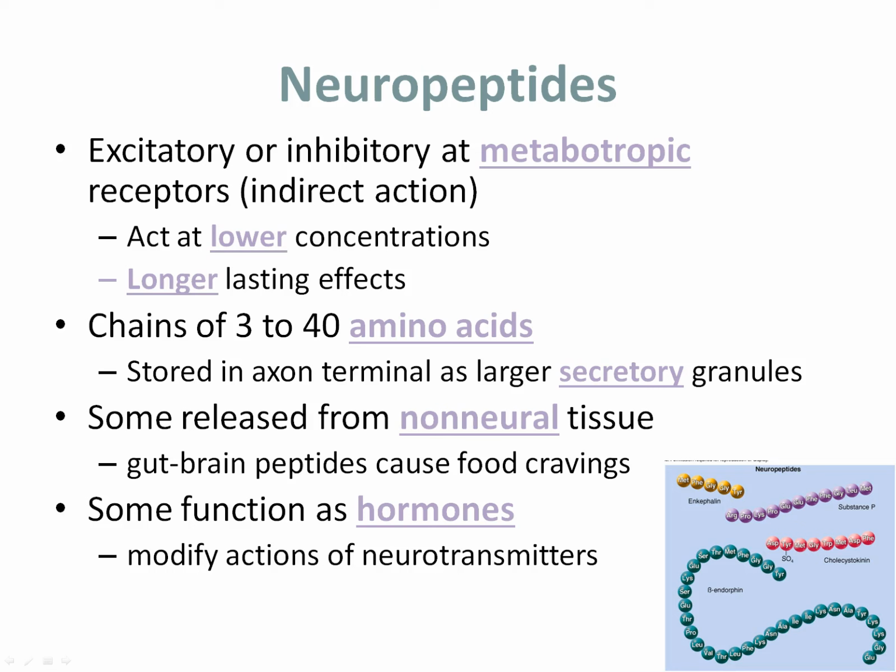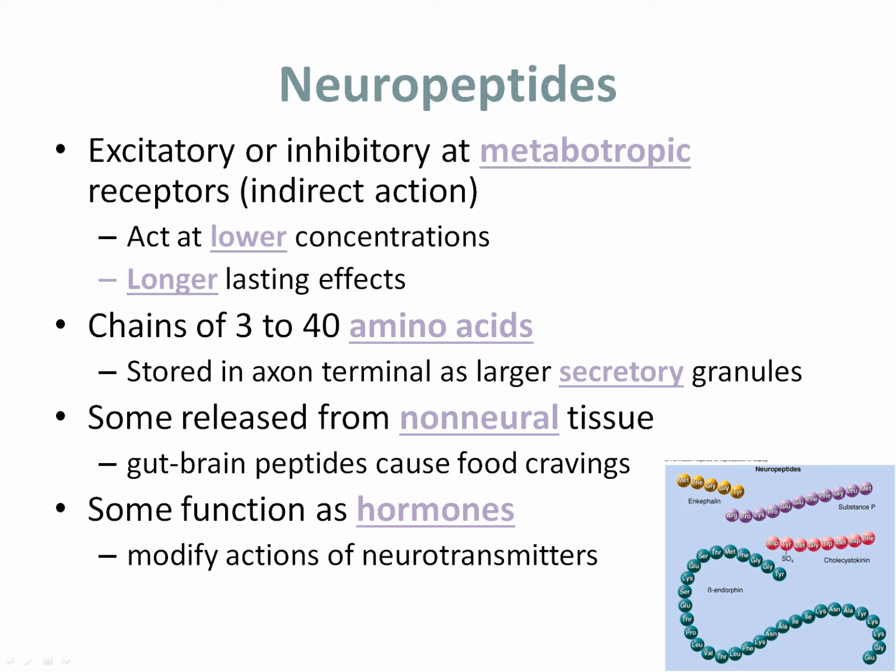Neuropeptides can be excitatory or inhibitory, and they work at metabotropic receptors through an indirect action. These neuropeptides act at lower concentrations than most neurotransmitters and have longer lasting effects. These are generally chains of 3 to 40 amino acids, so they're larger than our other neurotransmitters, and they're stored in the axon terminal as larger secretory granules.